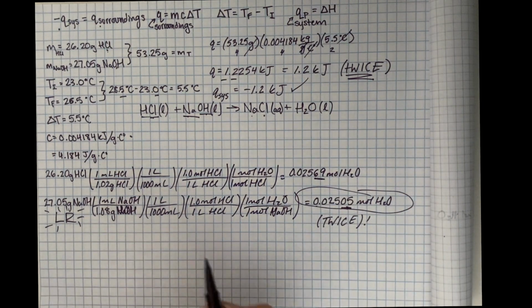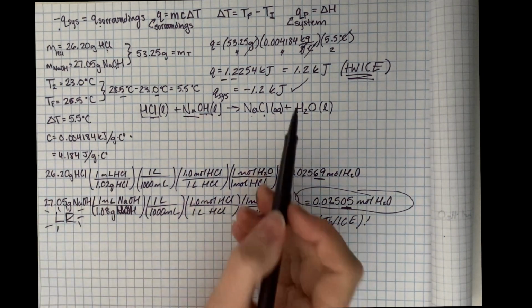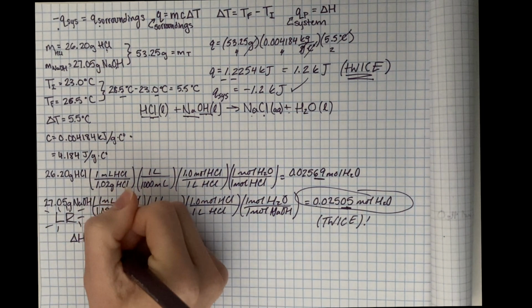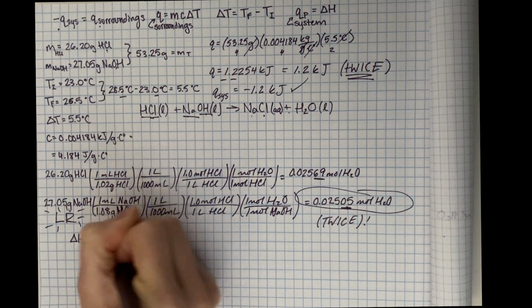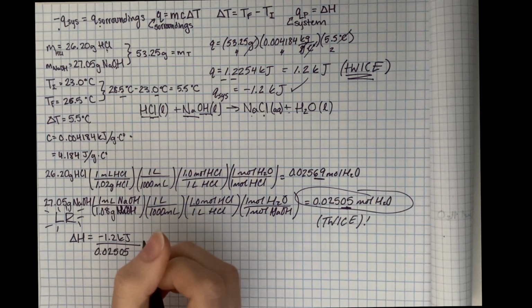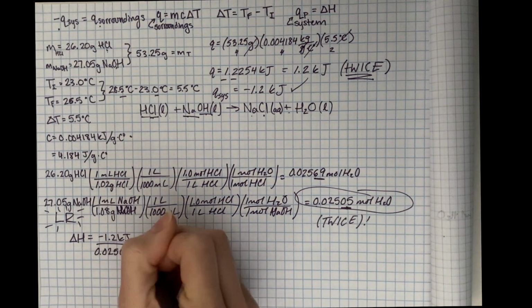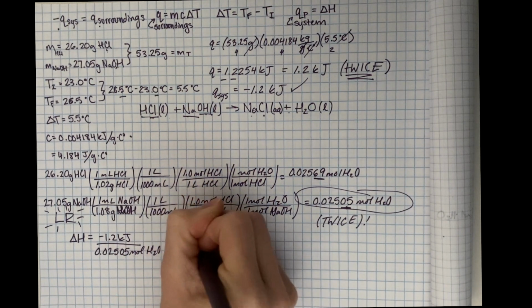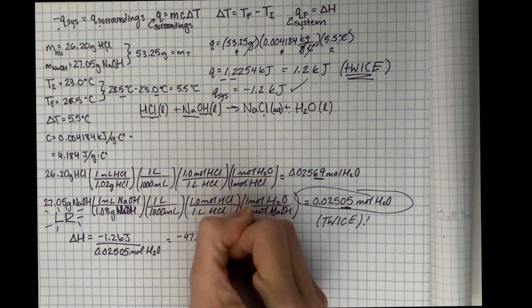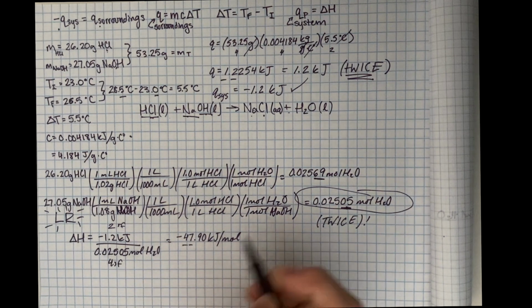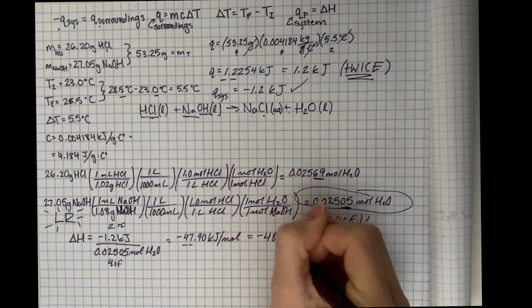Now we can determine delta H because we have our Q and we have how many moles we used. So delta H is going to be equal to that negative 1.2 kilojoules over the 0.02505 moles of H2O. It's going to equal approximately negative 47.9 kilojoules per mole. And since we're dividing, we have 2 sig figs here and 4 sig figs here. We're going to round to 2 significant figures. This will be negative 48 kilojoules per mole.